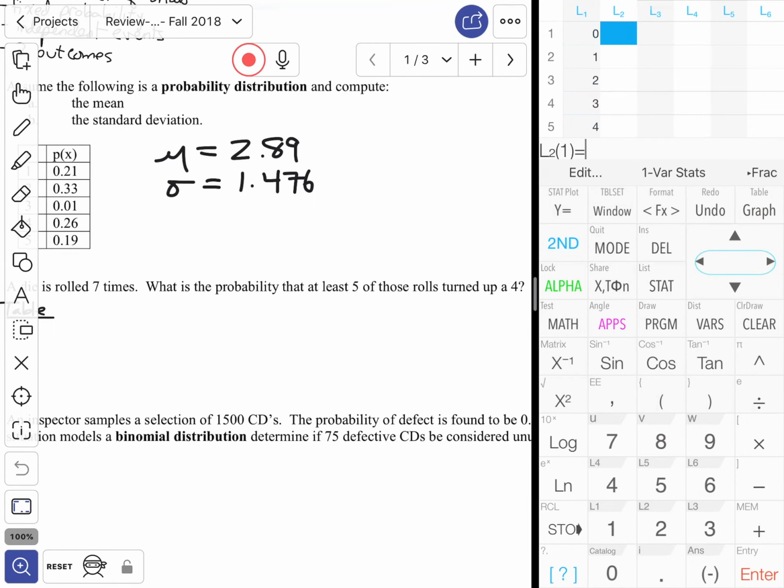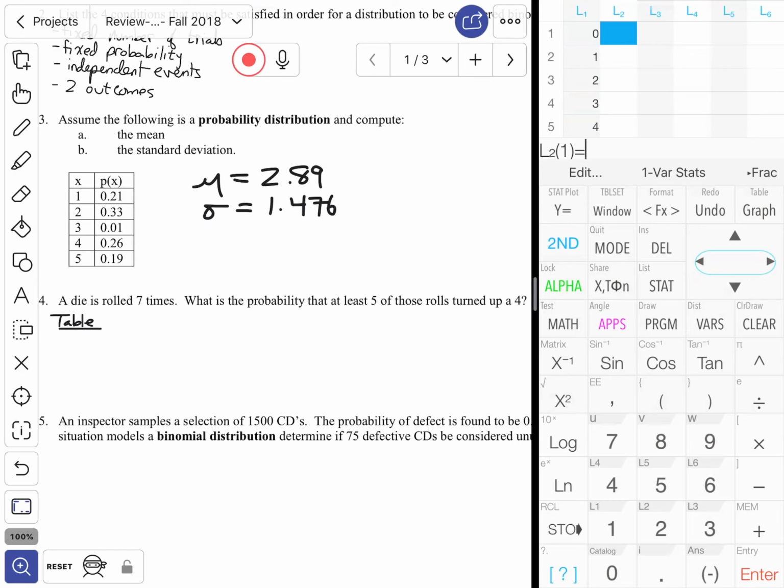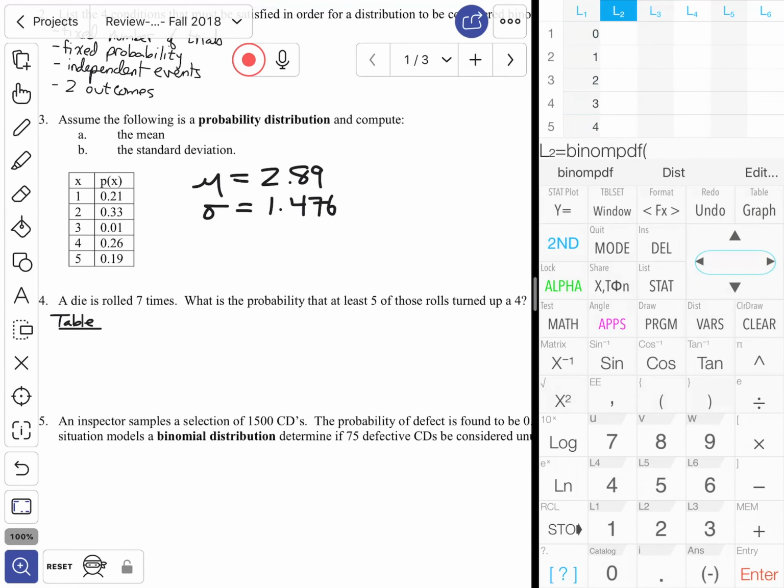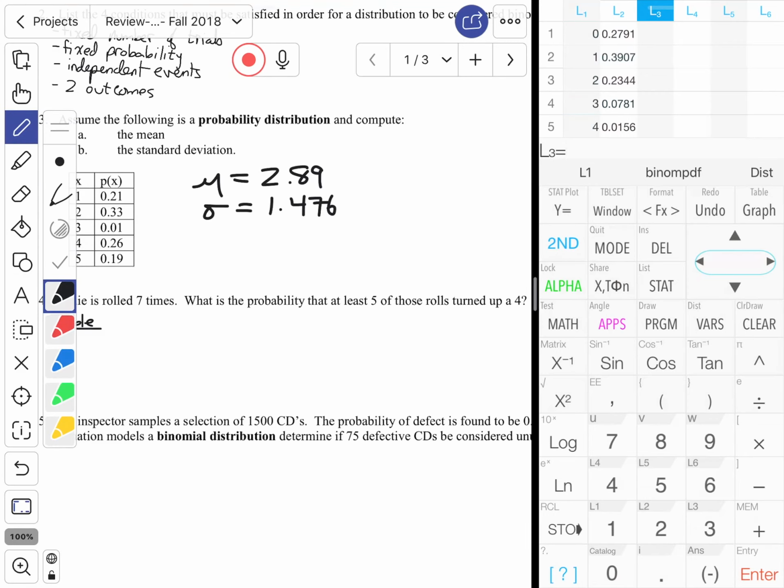Now we're talking about a die here. We want to know the probability at least 5 of those rolls turns up a 4. So go right onto L2, hit enter, second vars, Binom PDF, 7 trials, 1 in 6 chance of success, because again, it's a die, not a coin. All my possible successes are found in L1, hit enter. Now in this case, I'm just looking for at least 5, so that's 5 or more.